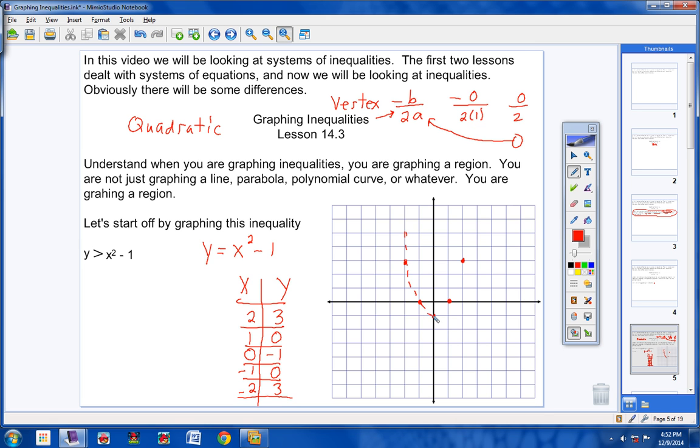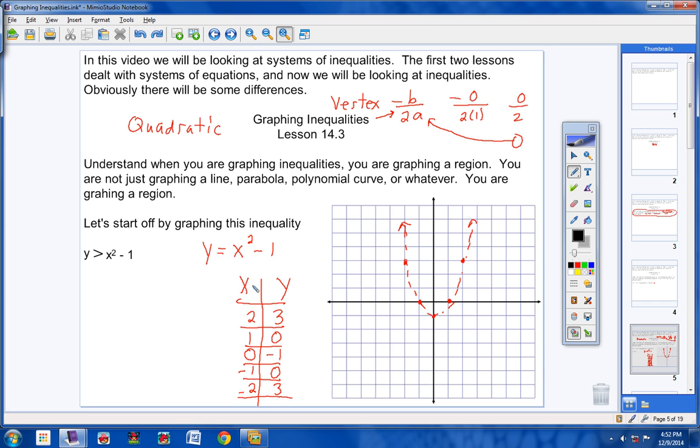Well, Mr. Earhart, when would the parabola be solid? The parabola would be solid when you have a line right here, like that. Okay, it would look like this: y is greater than or equal to, and we don't have that. Okay, so there we go.